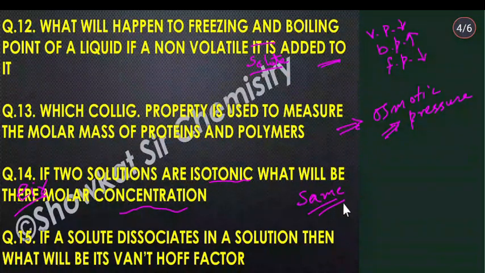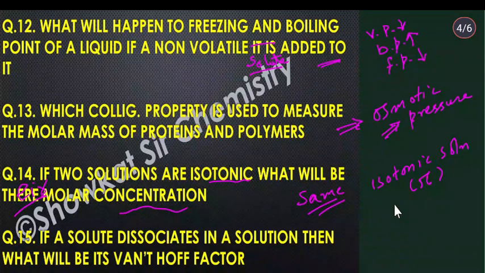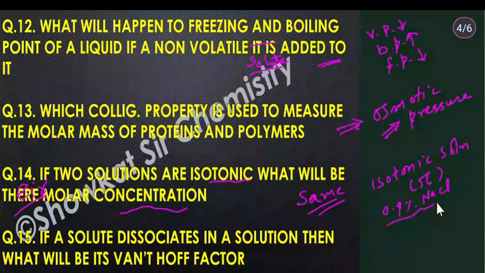Now the question for you is, what will be their osmotic pressure? You will remember that isotonic solutions also have the same osmotic pressure, which is represented by pi, right? Osmotic pressure भी उनका same होगा और molar concentration भी same होगी. So if two solutions are isotonic, they will have the same osmotic pressure and the same molar concentration. And here it's very important that 0.9% NaCl solution is isotonic with RBCs, red blood cells, right? Blood cell, and 0.9% NaCl solution, that's isotonic. That's why it's used in injections.